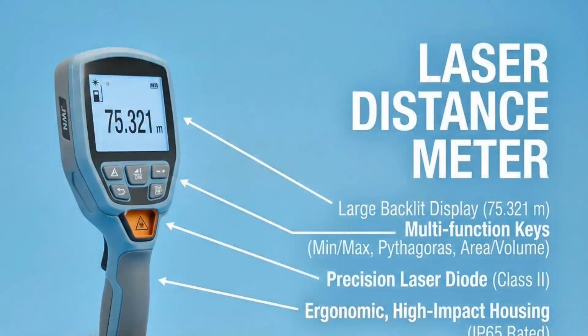A laser distance meter uses a laser beam to calculate distance instantly. It is extremely accurate and can measure distances that would be difficult with a tape measure. Many professionals use it inside buildings to determine room dimensions, ceiling heights, and wall lengths. Some advanced models also calculate area and volume, making them valuable for construction planning.